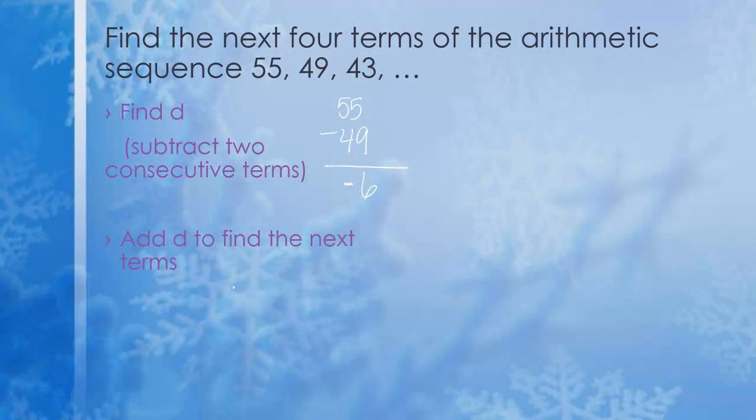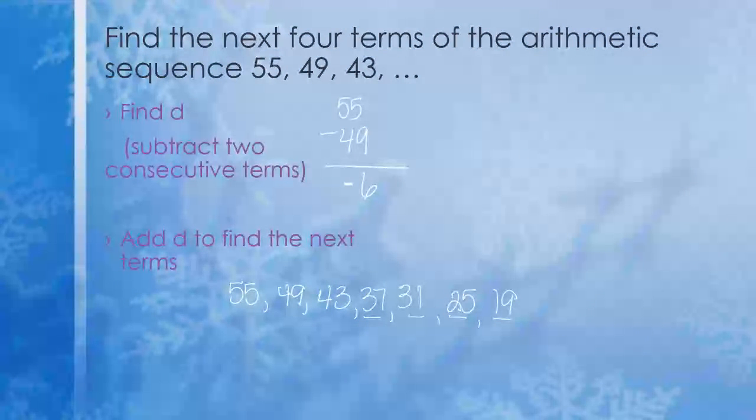And then I'm just going to continue that with my sequence. So I have 55, 49, 43, subtract 6 more is 37, subtract 6 is 31. I needed 4 more, right? So 1, 2, 3, 4. 31 minus 6 is 25, and 25 minus 6 is 19. There is my sequence. Okay, and I found the next 4 terms.